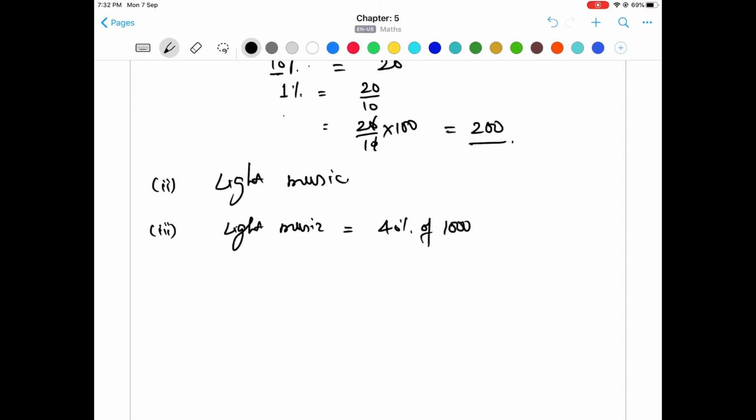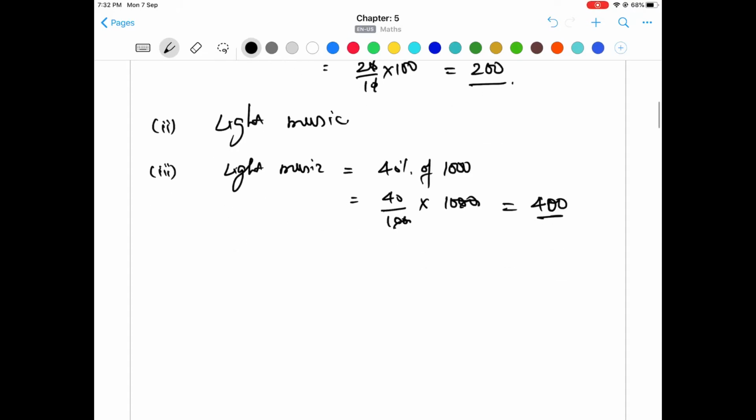Okay, so we'll find that 40% of the total CDs produced. So the total CDs are 1000, so it will be 40 over 100. Here "of" means multiplication, and write 1000 in multiplication. So the two zeros from here will cancel the two zeros from here. So this 40 into 10 is 400. So they have to produce 400 CDs for light music. Then we have another type of music which is folk music.